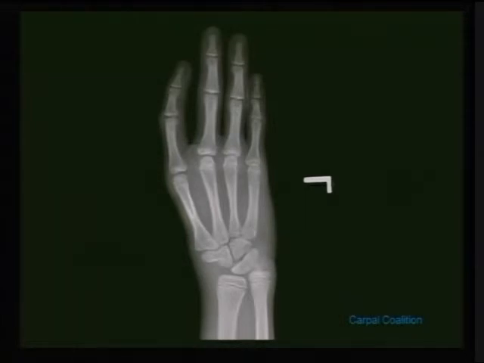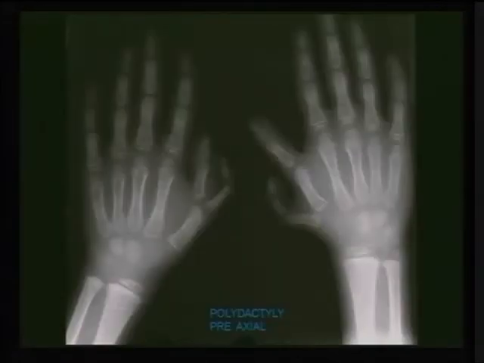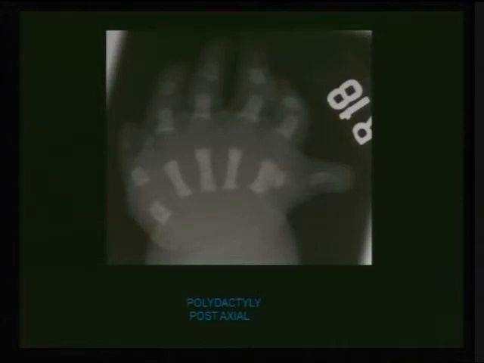We can have a fusion between the carpal bones. Lunate, triquetral, trapezium, trapezoid, capitate, hamate, as you can see in this one, are fused. Polydactyly is a common finding. If we find the polydactyly on the side of the thumb, this is preaxial. If it is on the side of the little finger, this is postaxial. Preaxial, you can find as a solitary finding, or you can find it with a syndrome. But postaxial, which is on the side of the little finger, is usually syndromatic.